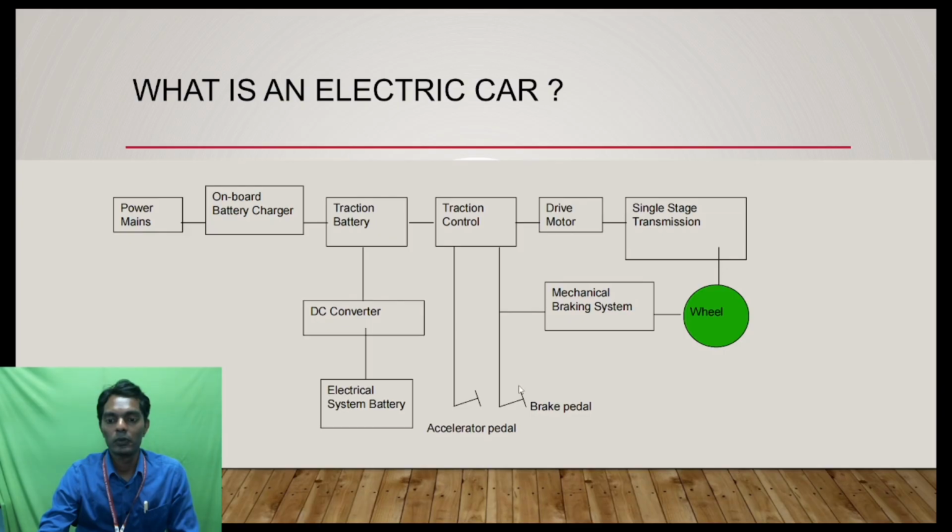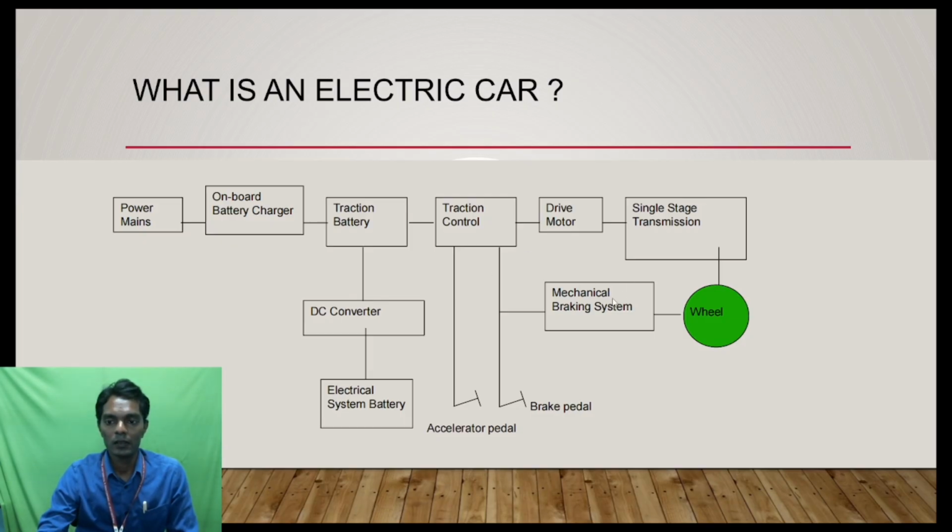We have the input brake pedal and acceleration pedal, which actually give power to the motor through traction control. There is one more thing we have to consider, that is the mechanical braking system. This component also has something called regenerative braking. This system is responsible for braking the vehicle, and also generates excess power to charge the battery. So this is a bidirectional power flow.